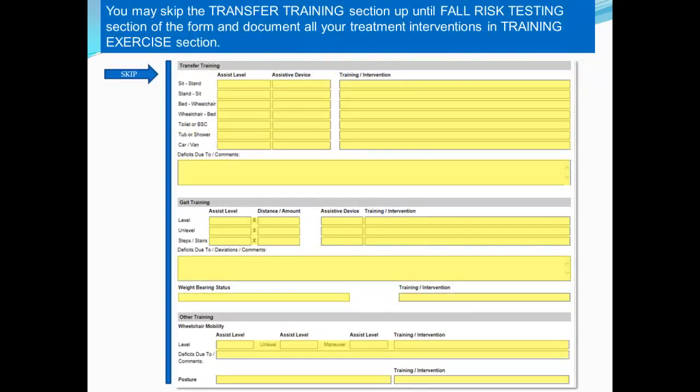You may skip the transfer training section up until the fall risk testing section of the form and document all your treatment interventions in the training exercise section.